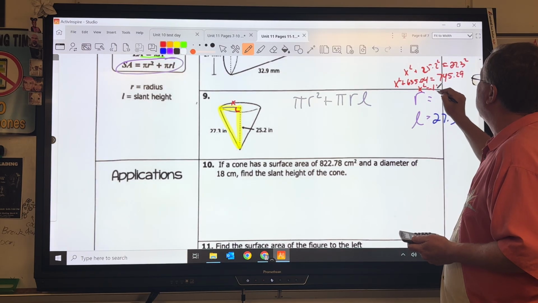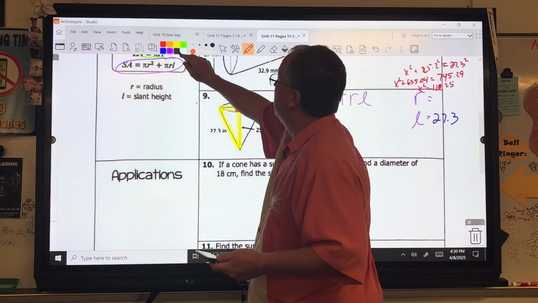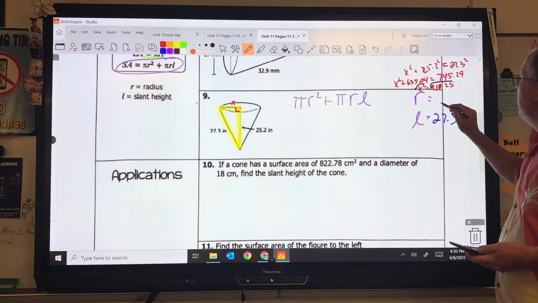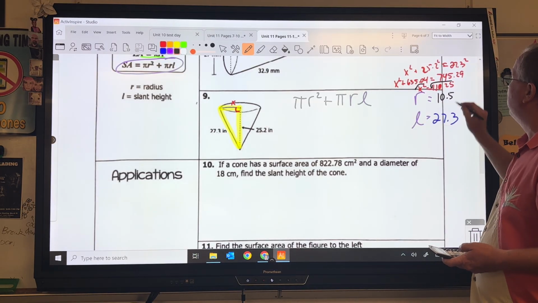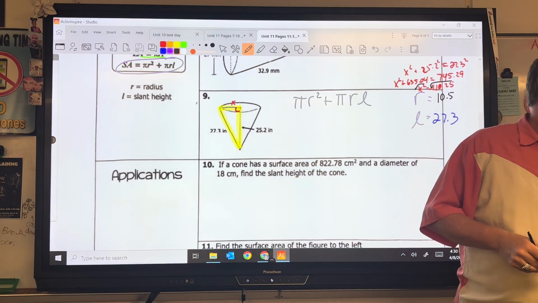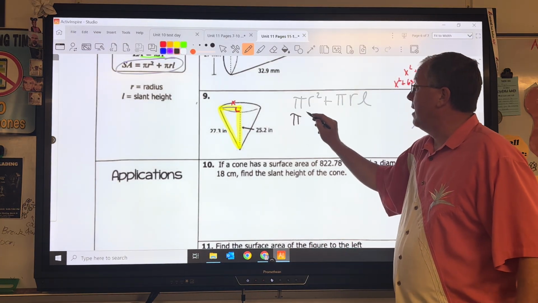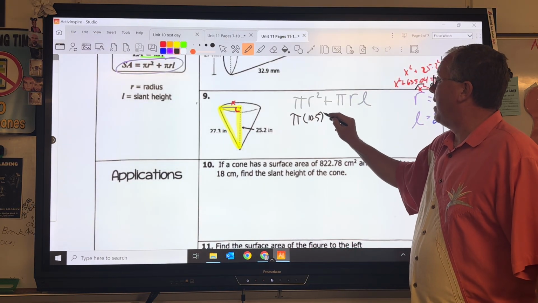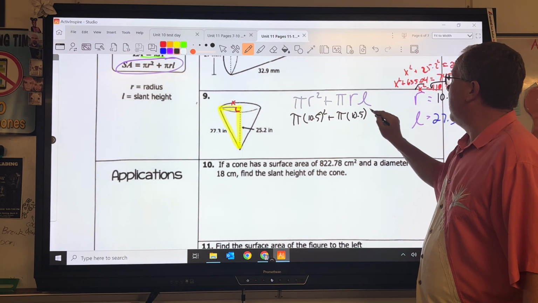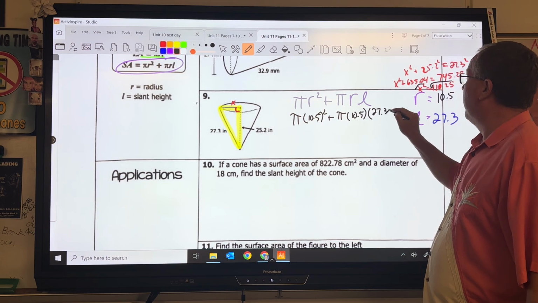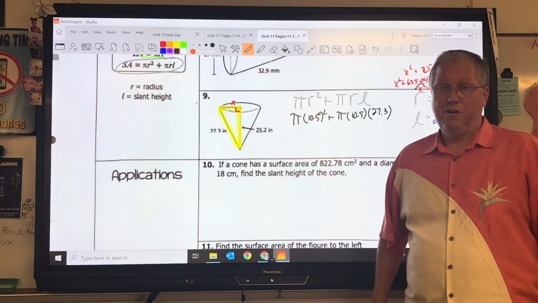So I have x squared equals 110.25. And I have to square root that, right? So I square root that, and I get 10.5. So my radius is 10.5. Whew. Once I do that part, that's all the hard part though. Because now I'm just going to go pi times 10.5 squared plus pi times 10.5 times 27.3, because that was my slant height. And I can type that straight into my calculator.